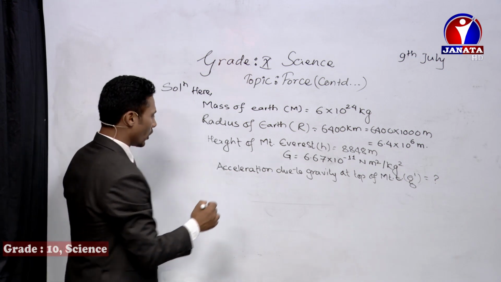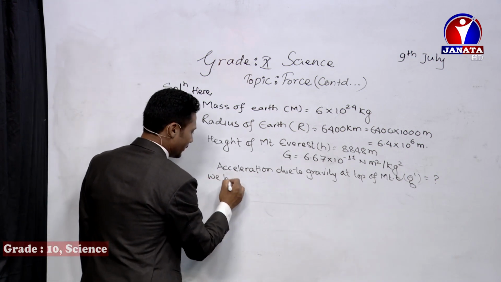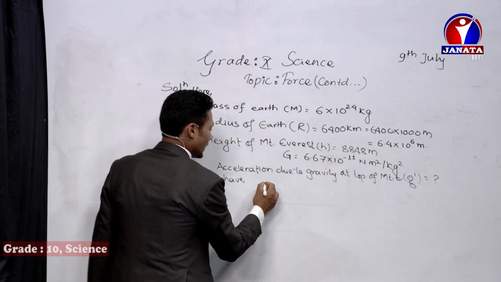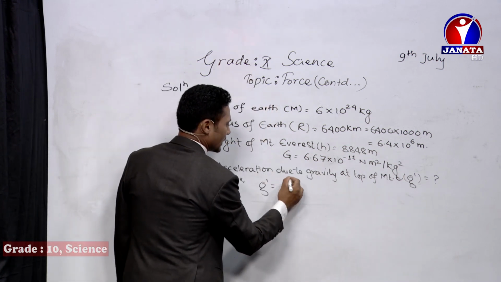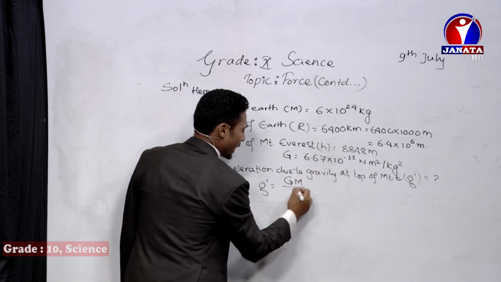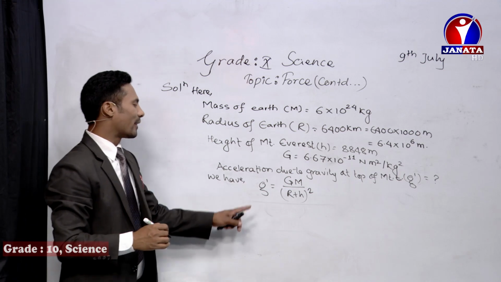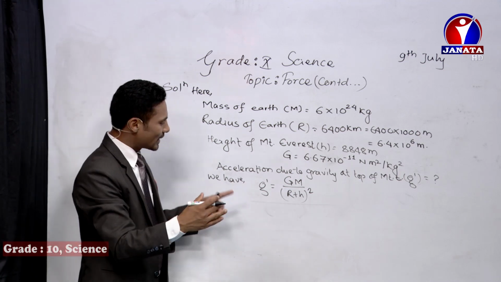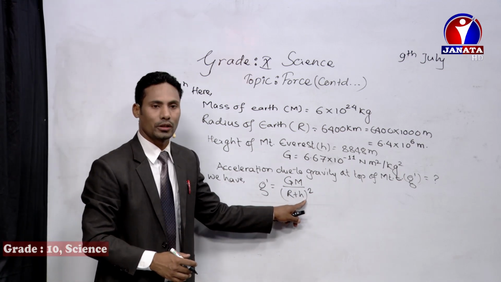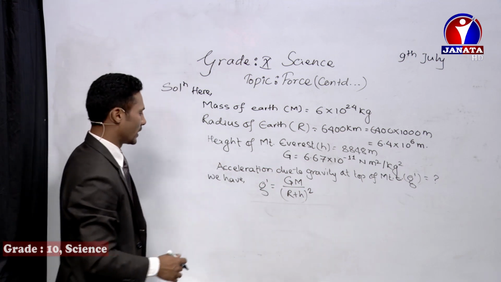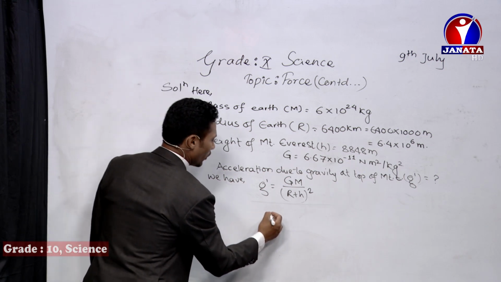I will represent this by g dash equals to what? We have the formula for this: g dash equals G M by R plus h to the whole square. This is at a certain height, that's why the distance will be R plus h. This is the distance from the center of Earth to the object. So let's put in the values.